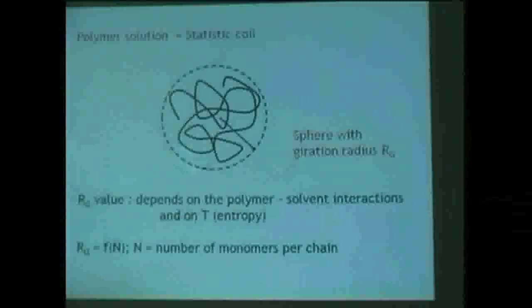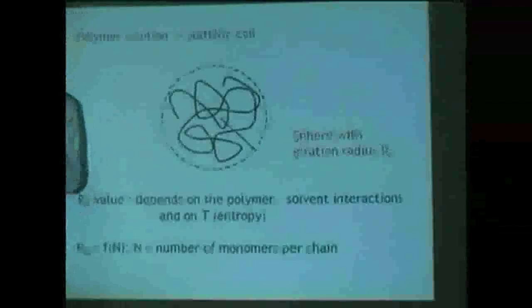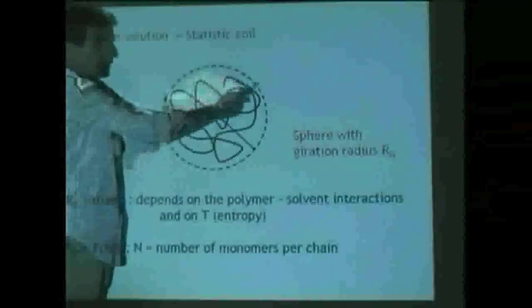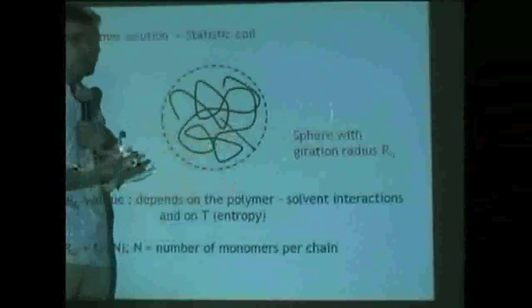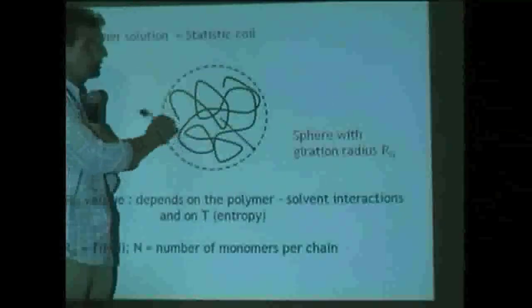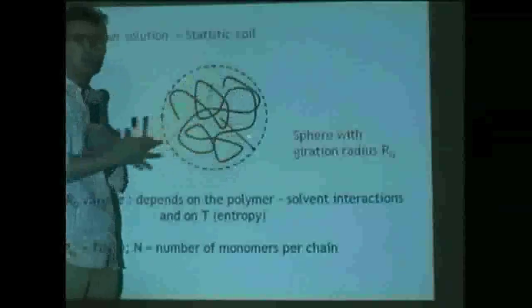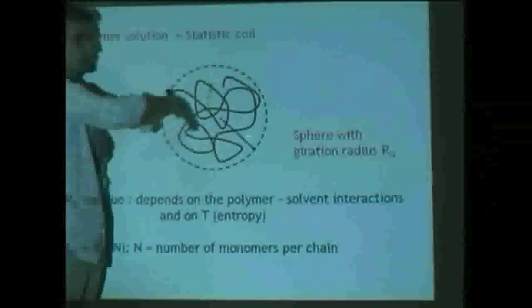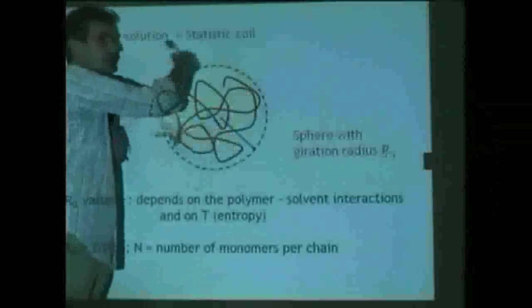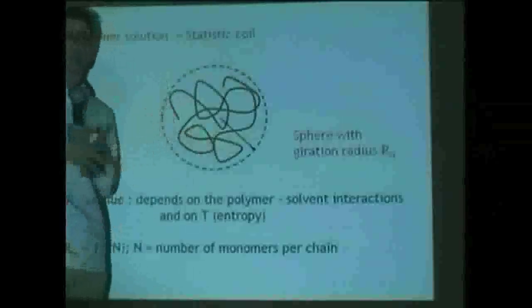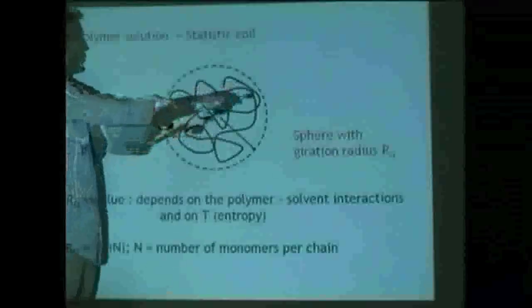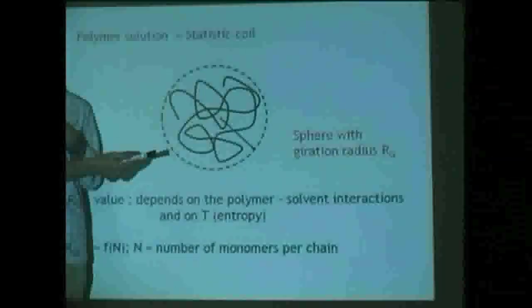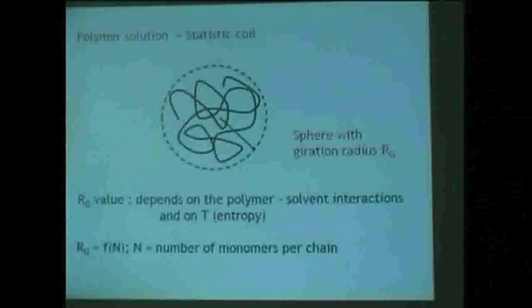All right? And what Pierre-Gilles de Gennes was asking is, can we have an idea of the size of a polymer chain? And can we, for example, predict how the size of the polymer coil will increase, how the size of this sphere of gyration will increase as a function of the length of this wire here? And this is what is behind the scaling laws.